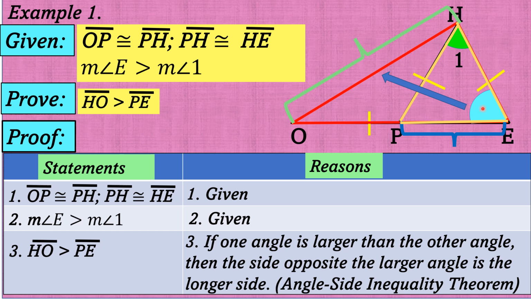Since angle E here has a greater measure of angle compared to angle 1, it follows that its opposite side, which is side HO, is also greater than side PE.